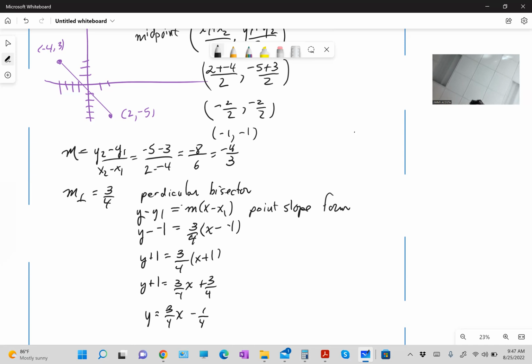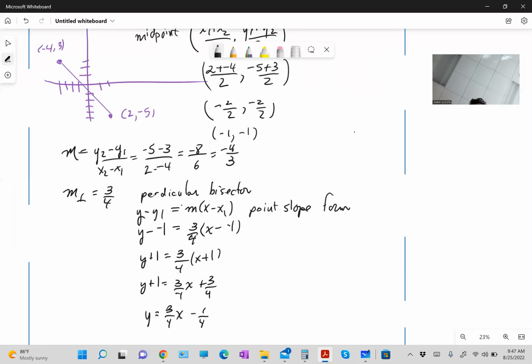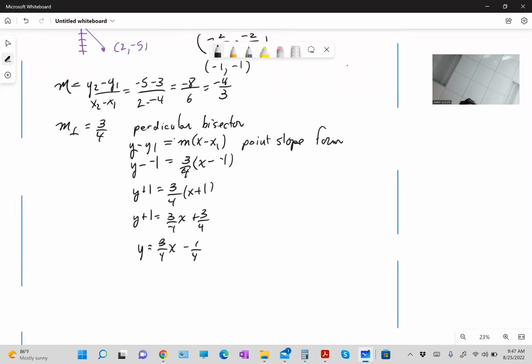Now, you can leave it that way. The book has it as ax plus b, whatever. So the book just wrote it like this. So this is the answer, by the way. This is a good answer. What form is that called? Yes, the answer is in slope-intercept form. What's my y-intercept there? It's -1/4, the coordinate (0, -1/4).